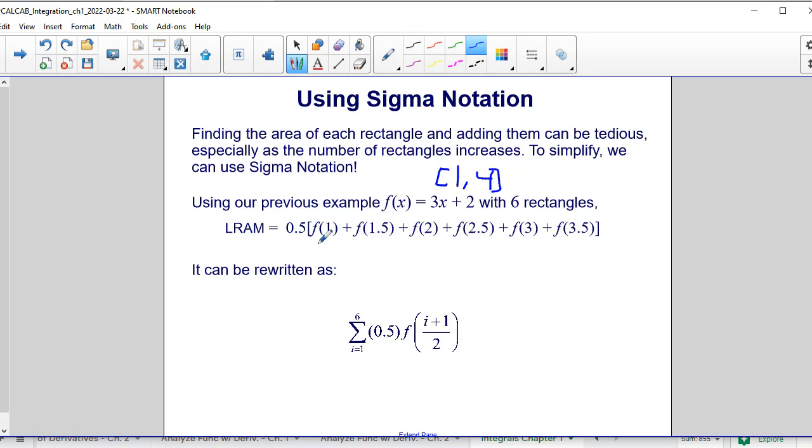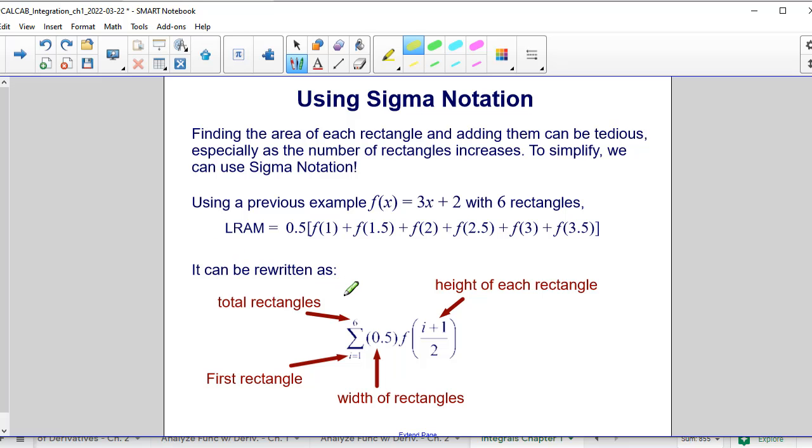And then the vertical length, or the height of each rectangle, was found by f of x evaluated at each interval. So since we have 6 rectangles, we could take 0.5 summation through all of these. Well, we're going to look at how we can rewrite this as a summation to simplify our work. So let's analyze how we took this area approximation and came up with this summation.